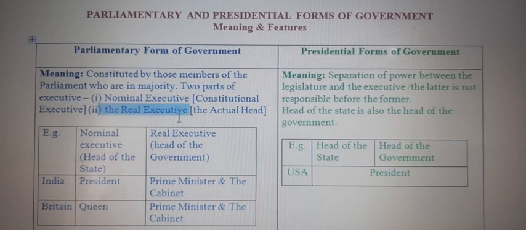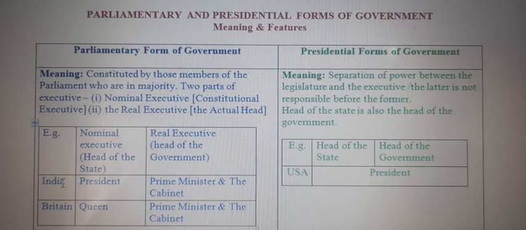The word itself clears the meaning. The real, those who really run the government, that is called real executive. It's also called actual head. So this is the parliamentary form of government. If you want to see the example, like nominal executive, which is also known as the head of the state, and real executive, head of the government.